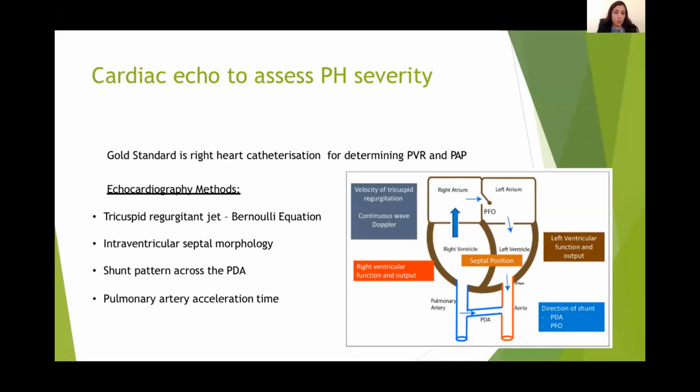Like the tricuspid regurgitation jet, the interventricular septal morphology, if it's bulging from the right side to the left side, that means the pressures are higher on the right side and it's compressing the left heart. The shunt patterns, of course, the PDA and the PFO, if it is right to left shunt, and the pulmonary artery acceleration time, which should be reduced.